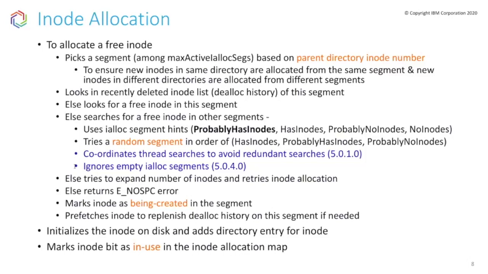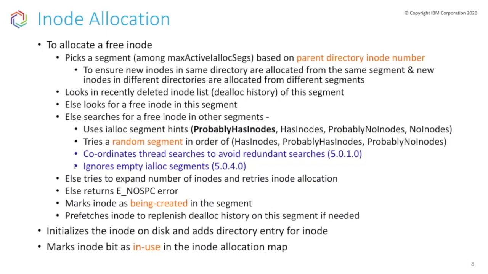So the idea is, the workload might be creating lots of files in a single directory. And in that case, we want all of those inodes to belong to the same segment, because it's more likely that you might want to delete the whole directory at a later point. And that means you are freeing up the inodes from a single segment, which is much more efficient than trying to free up inodes from multiple segments. So we use the parent directory inode number as a hint for finding a free inode.